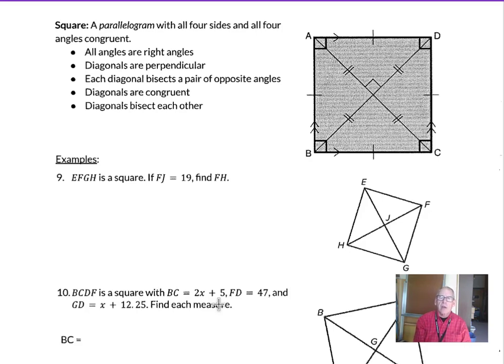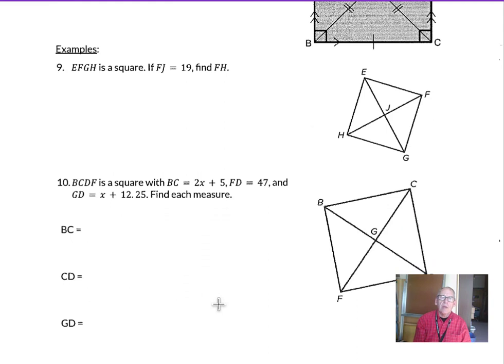So let's look at number 9. EFGH is a square. If F to J is 19, find F to H. If this is 19 halfway, then another 19 is going to be the rest of the distance. Totally, it's going to give me 38. So the length of F to H is 38.